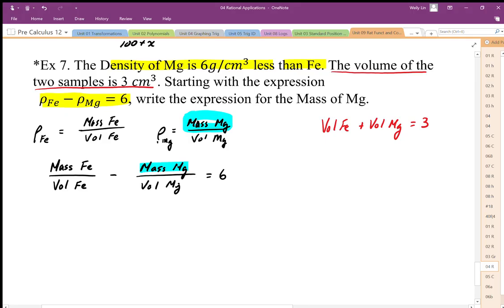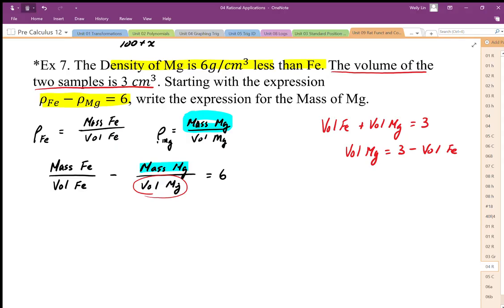And again, we're going to use this statement and solve for that term. Now to solve that term, we're going to get rid of some of these unknown parts. Since we can express the volume of magnesium in terms of iron or vice versa, we're going to get rid of the volume of one of these. So I'm just going to arbitrarily get rid of the volume of magnesium by making an equivalent expression for volume of magnesium using volume of iron. So I can replace magnesium with 3 minus the volume of iron. And that's what I'm going to do down here.